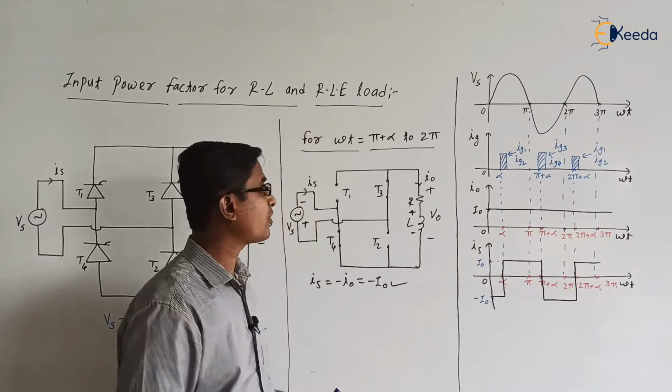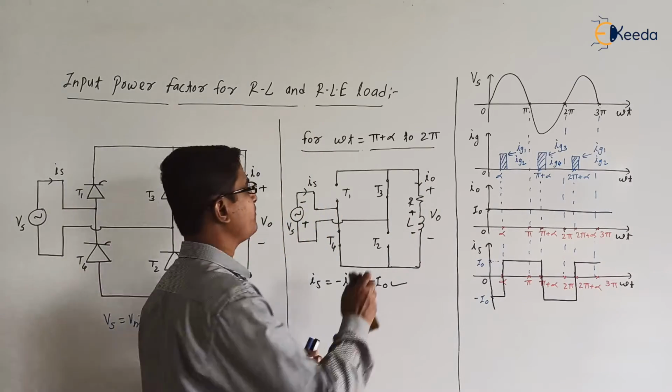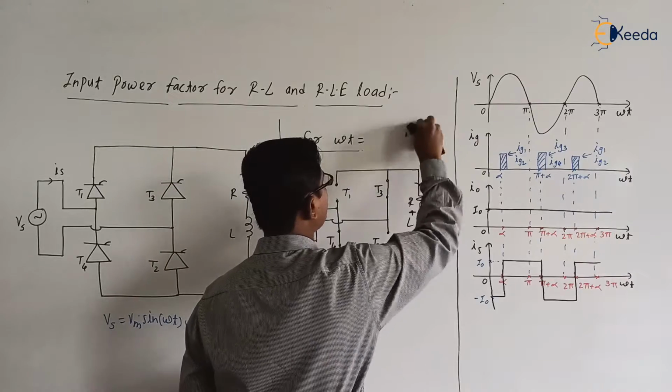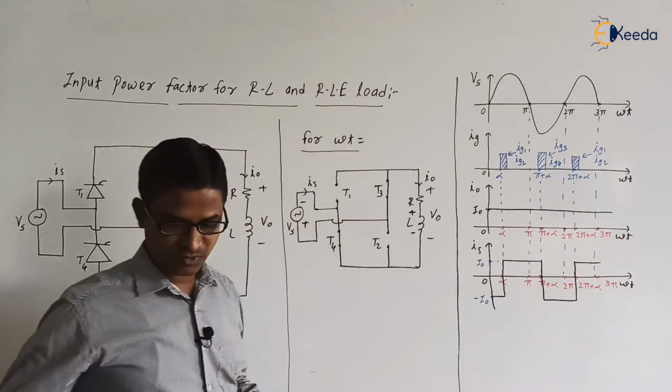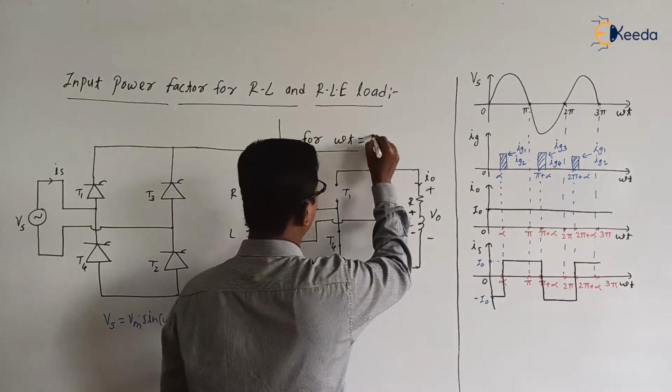Next, from 2 pi to 2 pi plus alpha, what will happen? From omega t equal to 2 pi to 2 pi plus alpha.